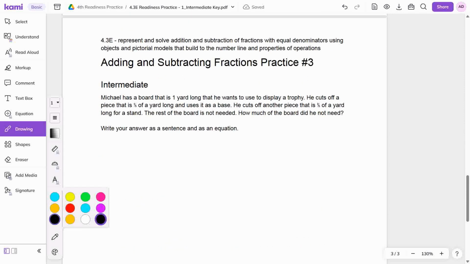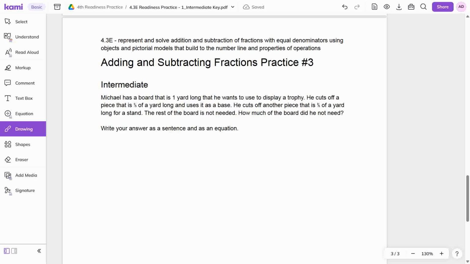All right, next. Michael has a board that is 1 yard long. He wants to use a trophy. He cuts off a piece that is 1/5 of a yard long, and he cuts off another piece that is 2/5 of a yard long. All right, so the rest of the board is not needed. How much of the board did he not need?